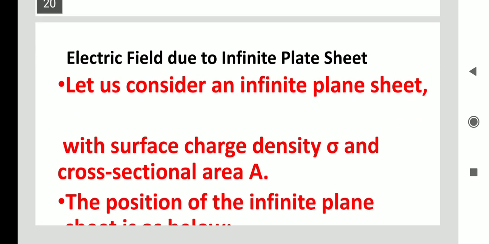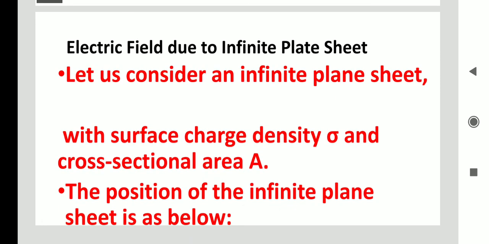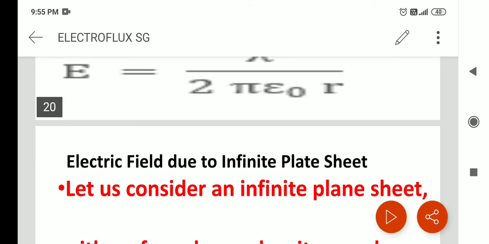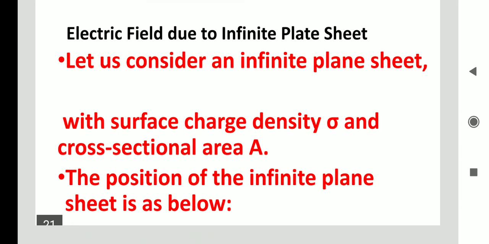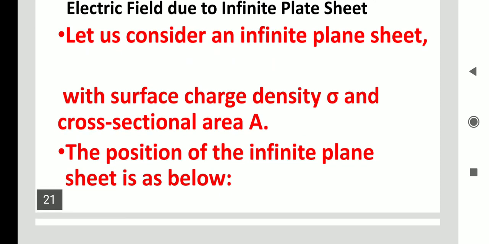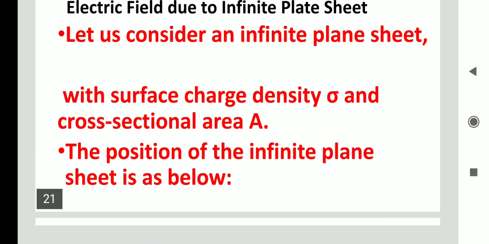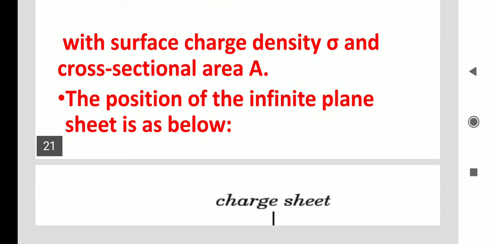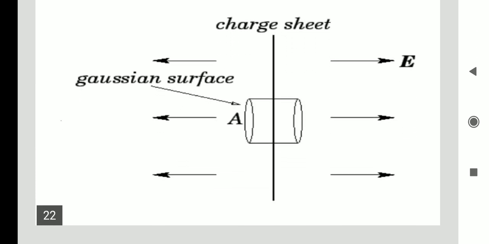Now the next task, electric field due to an infinite plane sheet. That was the previous cylindrical surface case; now this is the sheet surface. Let us consider an infinite plane sheet with surface charge density. There we considered lambda; here we are considering sigma. And the cross sectional area, there we considered length; here we consider cross sectional area A.